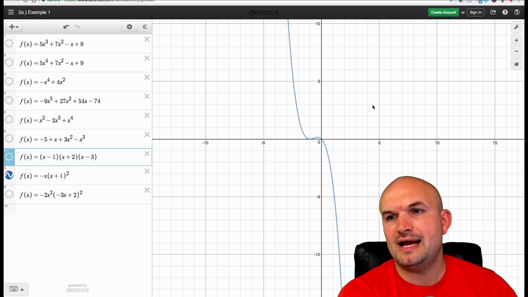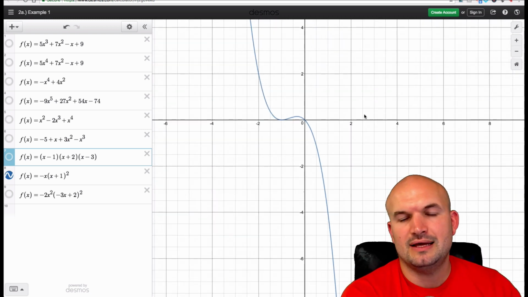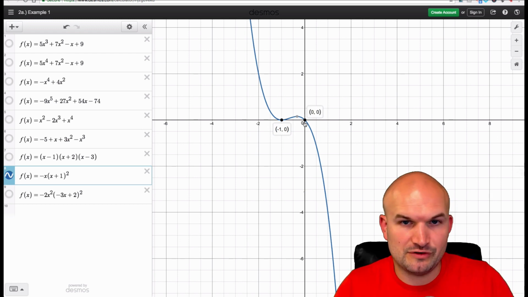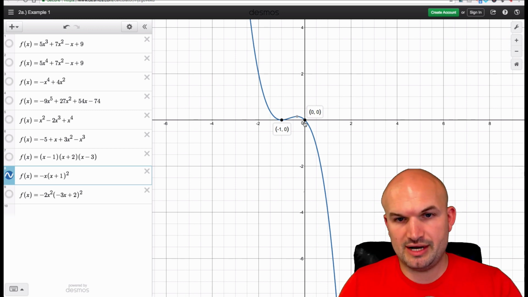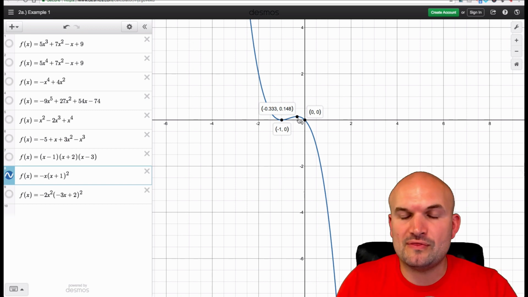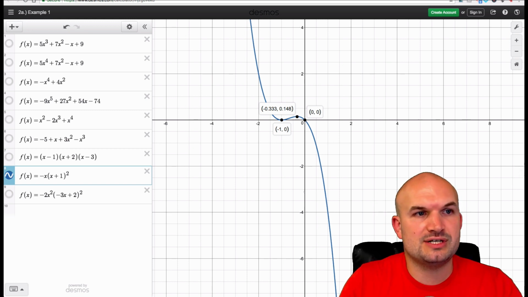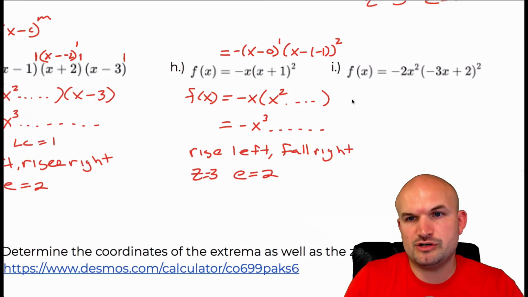And you can see here, as we zoom in, at negative 1 it bounces, and at 0 it crosses, which was true. You can see the end behavior of the graph rises to the left and falls to the right, which is true. And you can see that there are 2 turning points. We have that turning point at the 0, and the other turning point at negative 1/3, which again falls in line with what we were talking about as far as the maximum number of extrema.